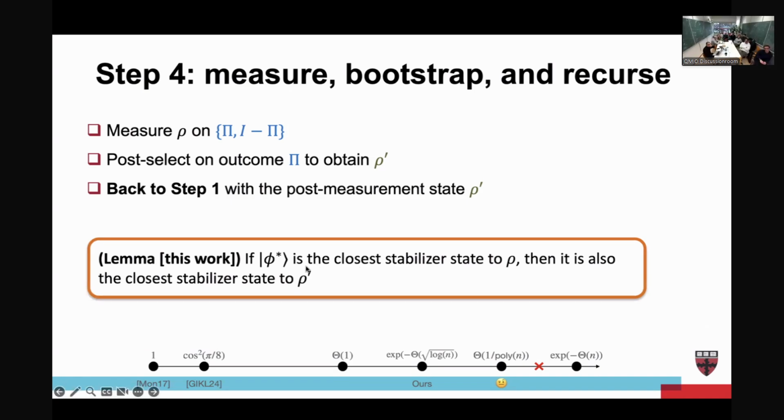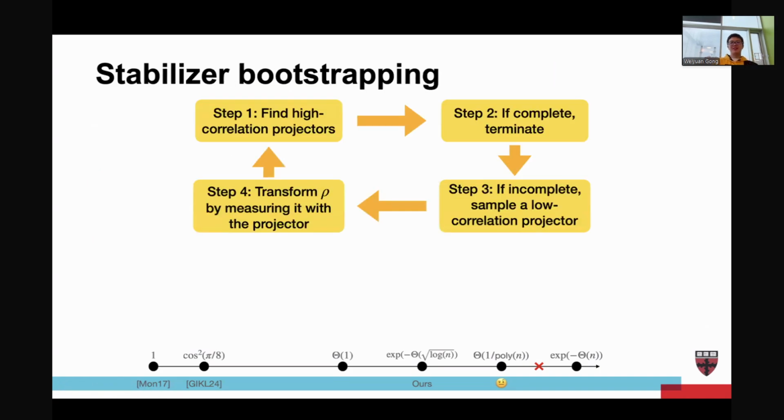And there's a lemma showing that for the post-measured rho prime, the closest stabilizer state to rho is also the closest stabilizer state to rho prime. This is a lemma we prove. So let's draw a picture on this.